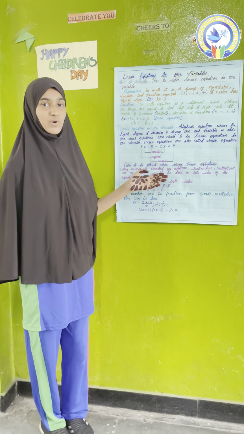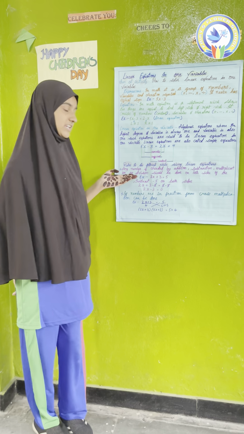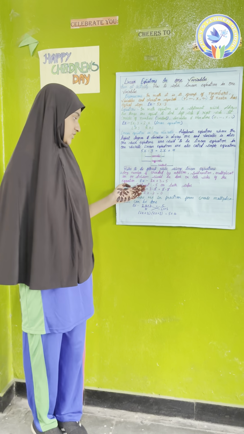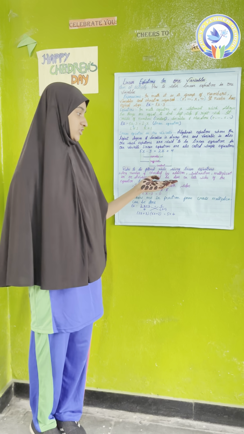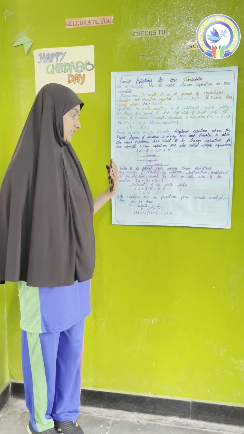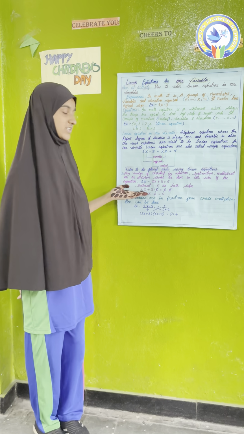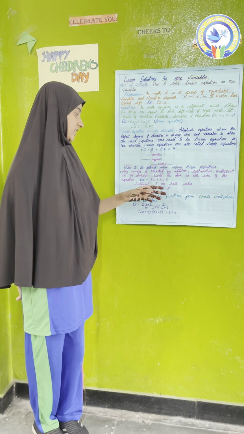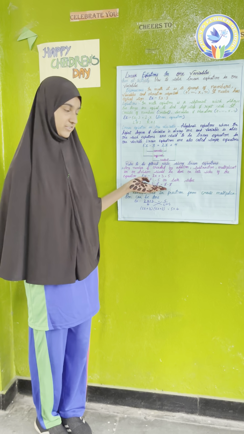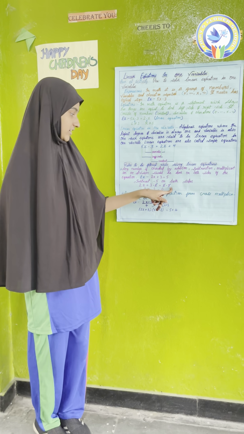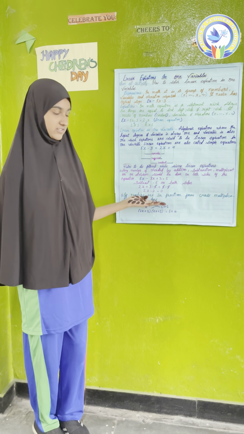Rules to be followed while solving a linear equation. Any number operated by addition, subtraction, multiplication or division should be done on both sides of the equation. For example, 2x plus 3 is equal to 5. Subtract 5 on both sides. 2x plus 3 minus 5 is equal to 5 minus 5. If we cancel here minus 5 and here minus 5, we get the answer.